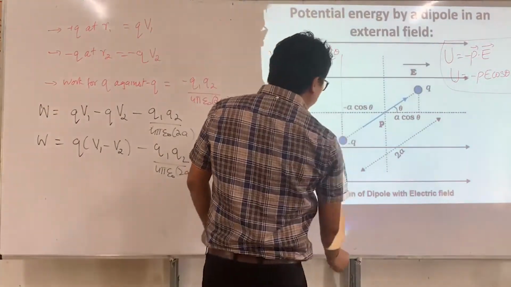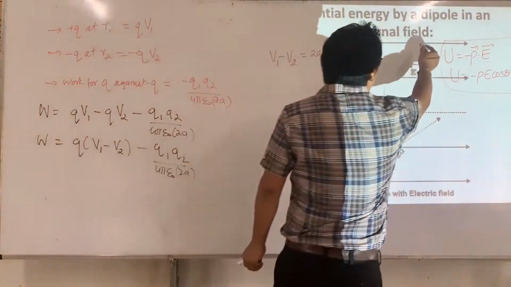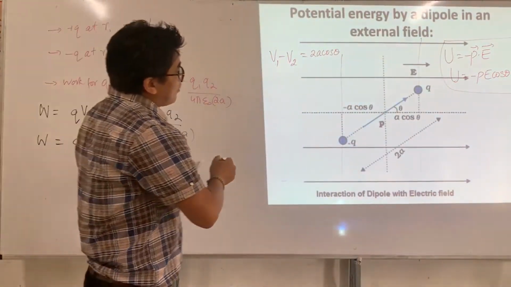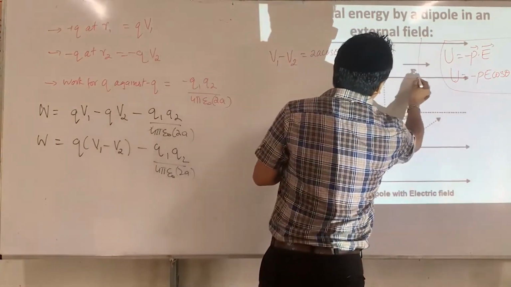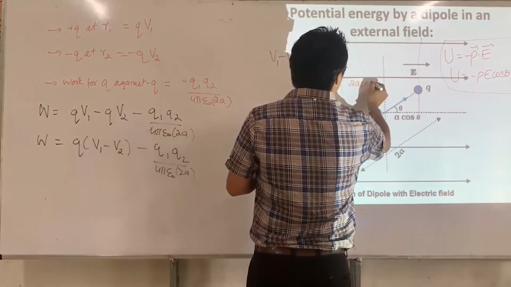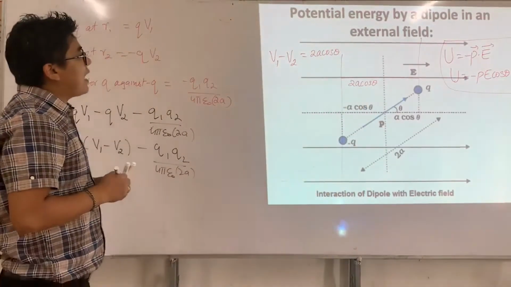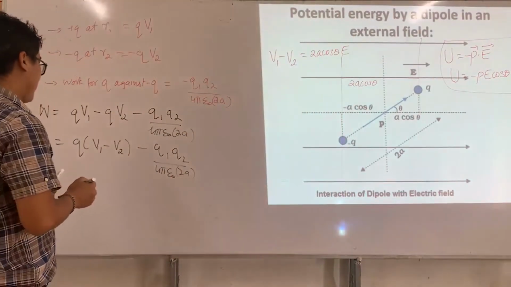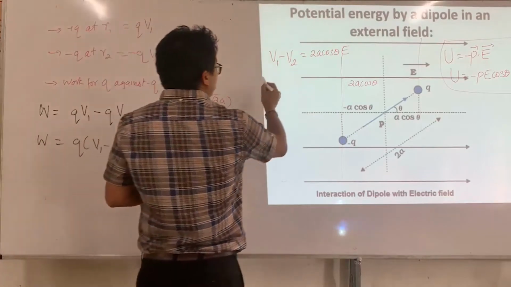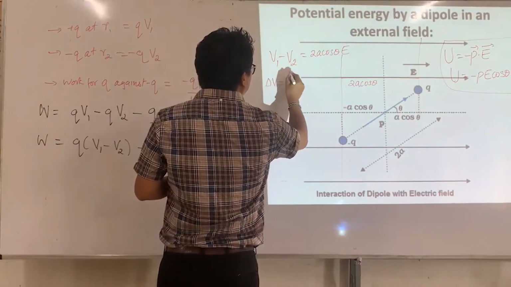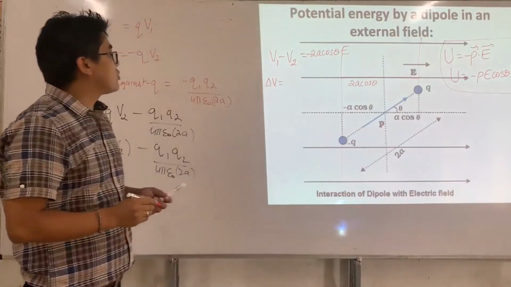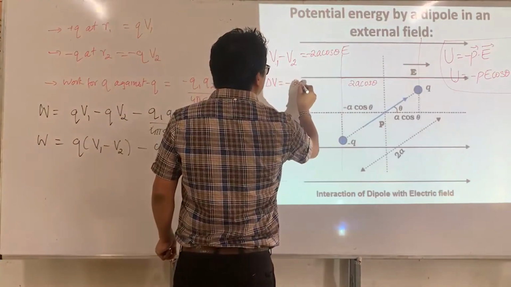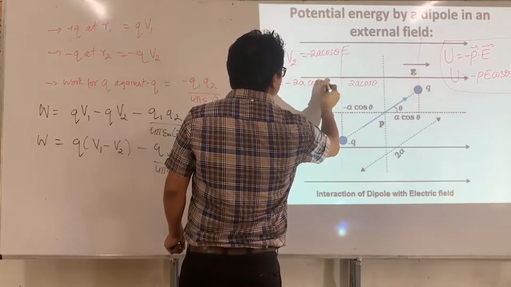I can create here one potential surface and another potential surface. What is the normal distance between the two potential surfaces? This is equal to 2A cos theta. And then I'm going to put electric field E. So the change in potential would be equal to minus, because Q2 is greater than Q1. Therefore it is minus 2A cos theta E.